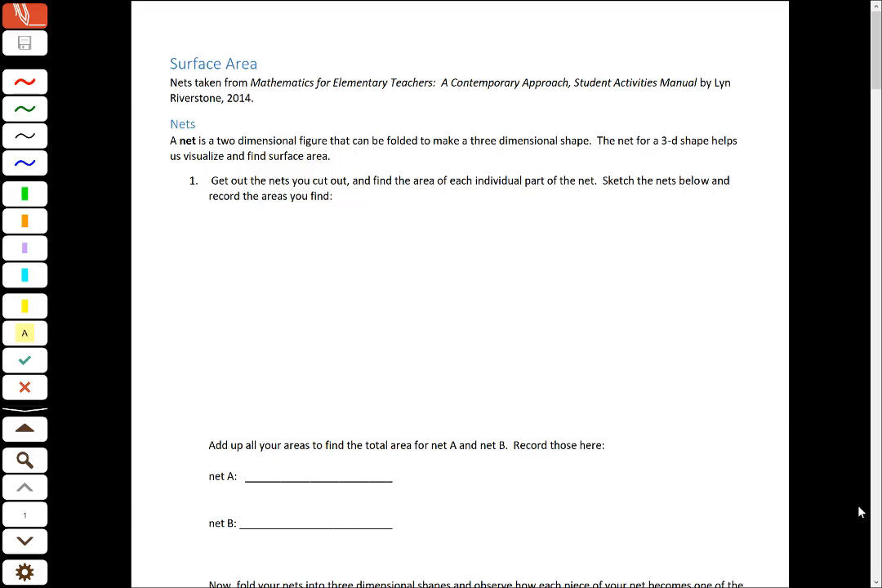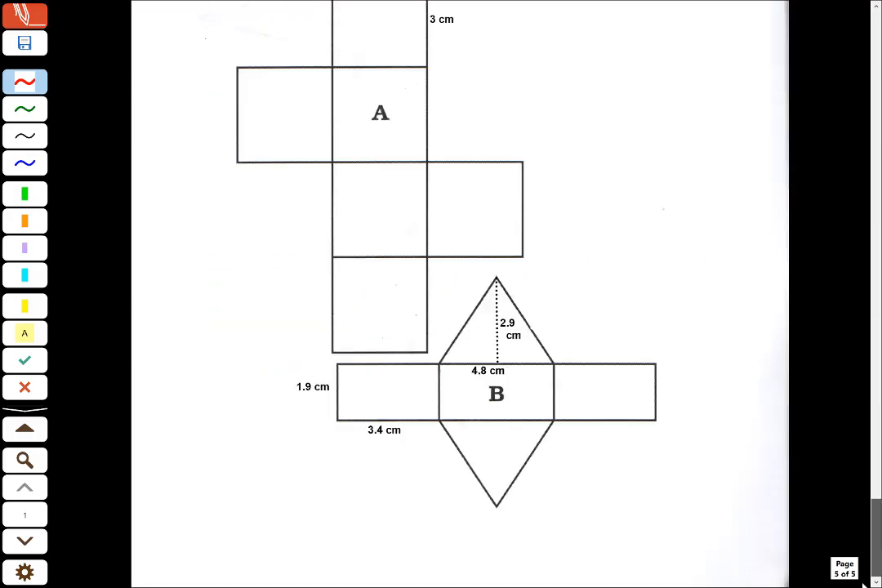Okay, so I just want to talk through this surface area activity. So, part one here: get out the nets. First, a net is this, you'll recognize it. I'm going to go down to the last page and you'll see a few nets, right?